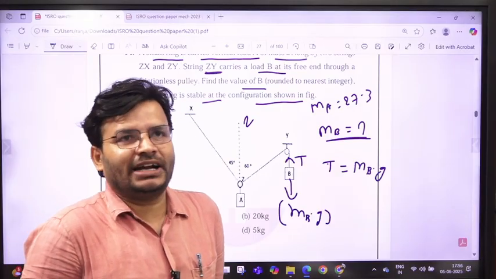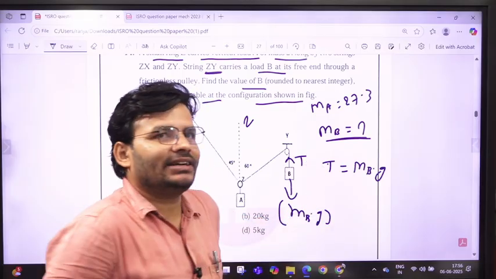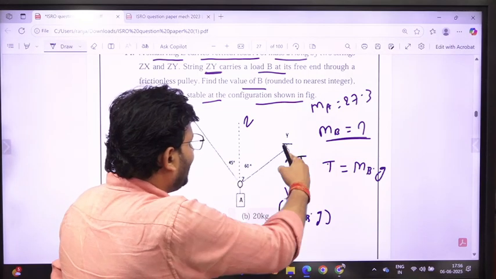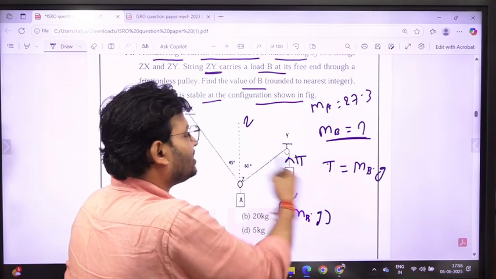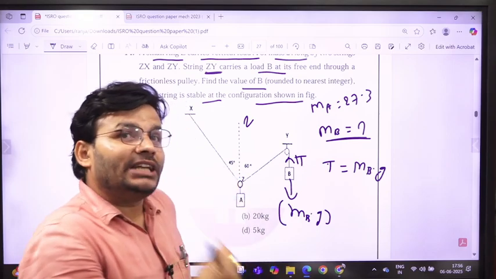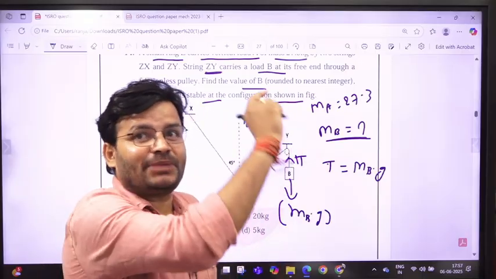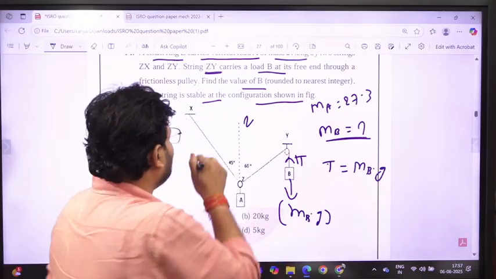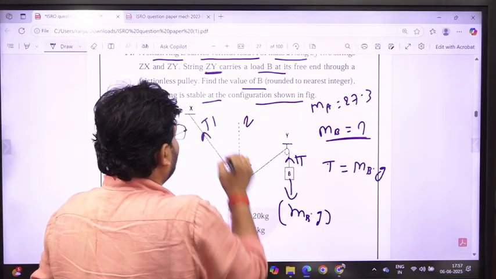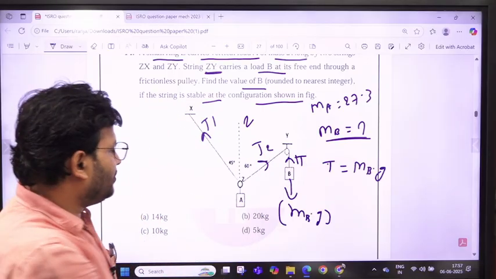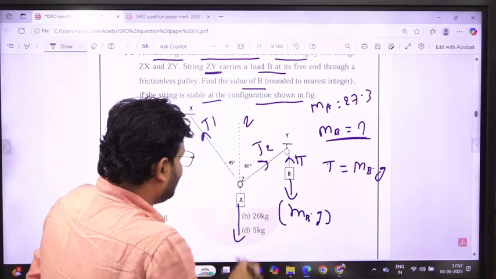Now the question is how I can calculate that tension. If you see ZY, this is a single rope, sir. In a single rope, tension is the same everywhere. So let's assume this is tension T1, this is tension T2, and that is the mg. We can say the weight is acting here. Mg is how much?